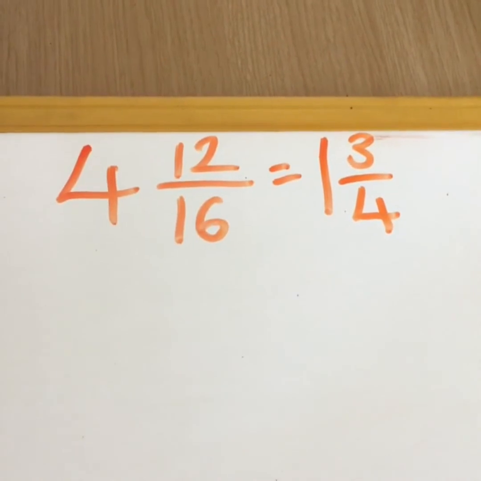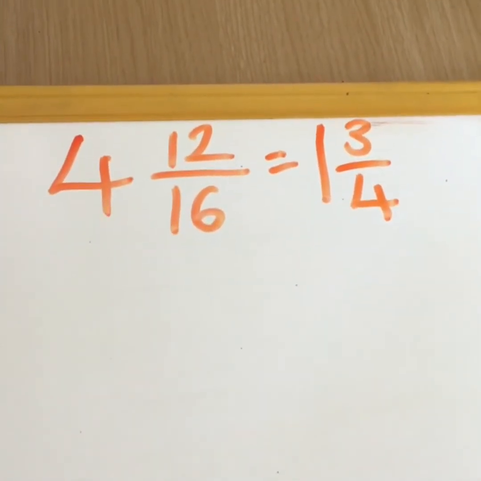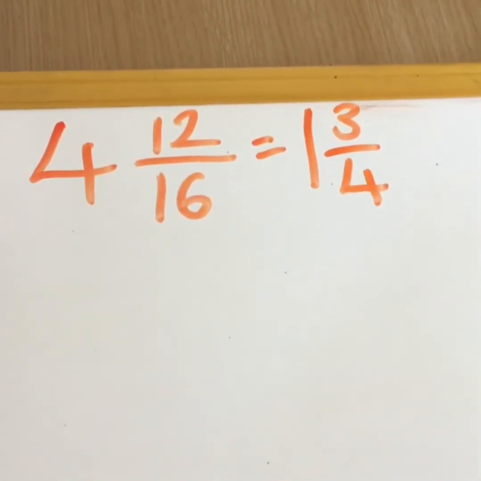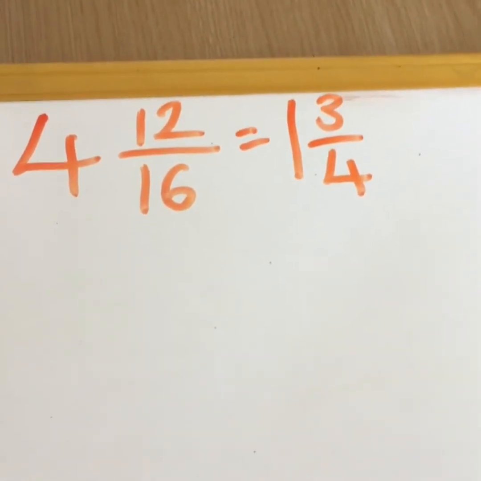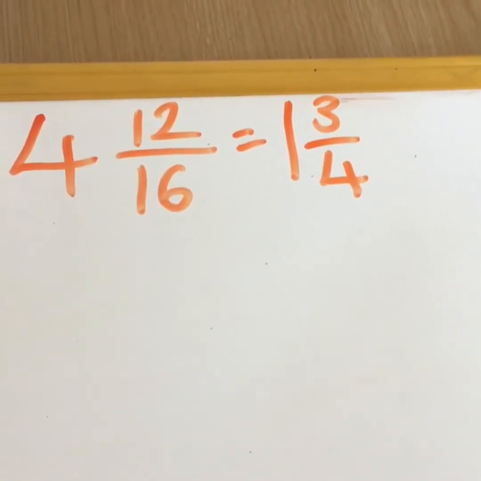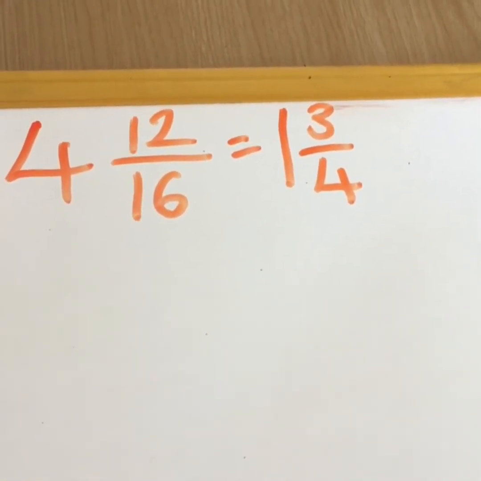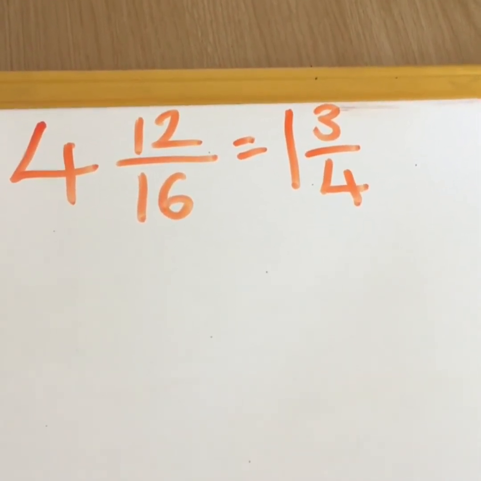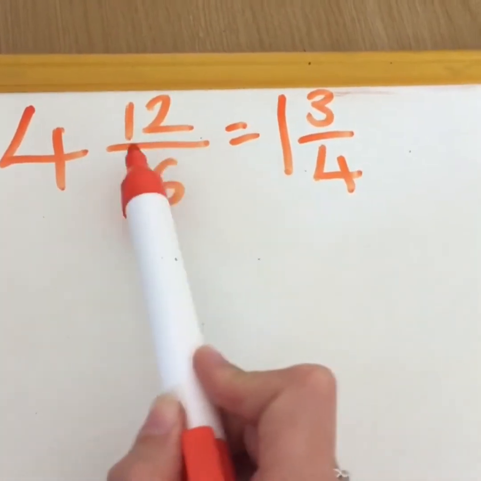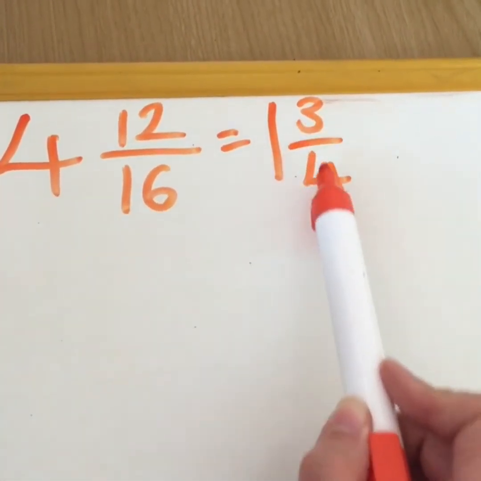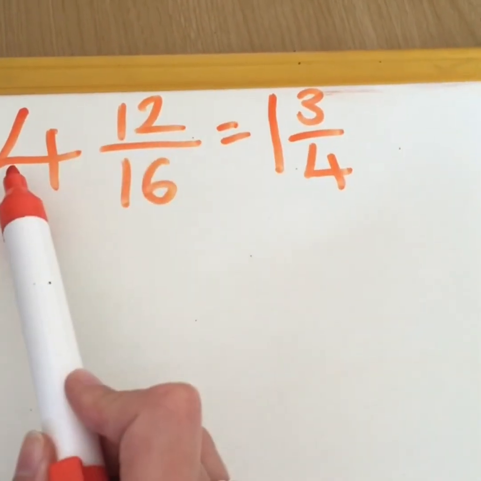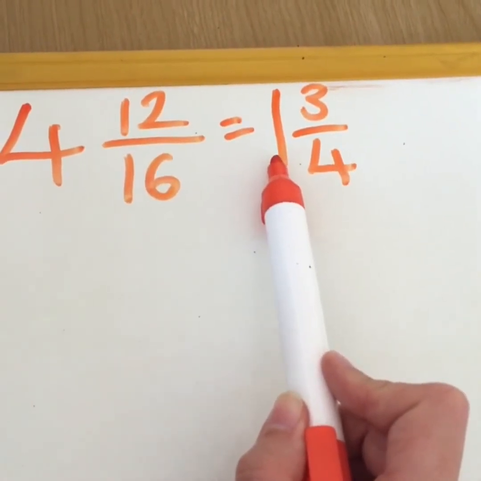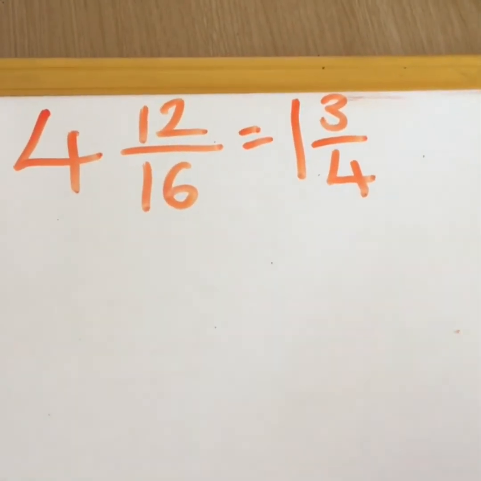Just to finish off our learning today, we're going to look at a very common misconception. So, Tony thinks that 4 wholes and 12/16 is equivalent to 1 whole and 3 quarters. Now, pause the video, and I want you to think, what has Tony done to get from 12/16 to 3 quarters? And what's he done to get from 4 wholes to 1 whole? And where has he gone wrong?